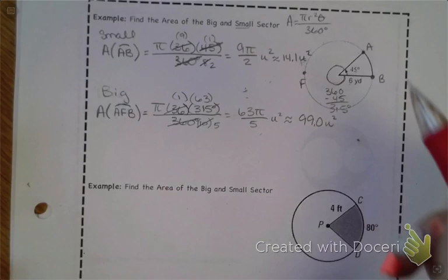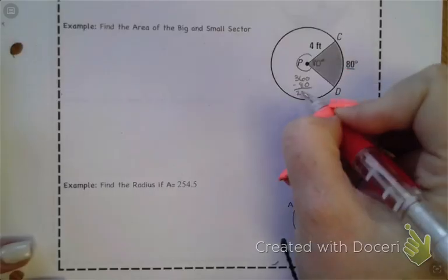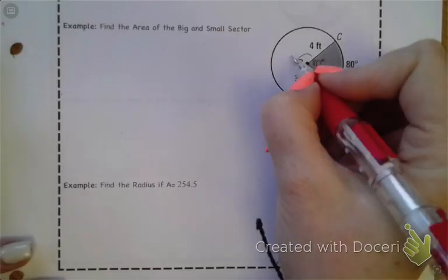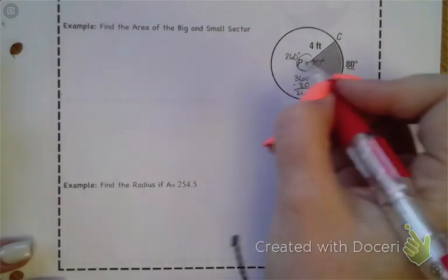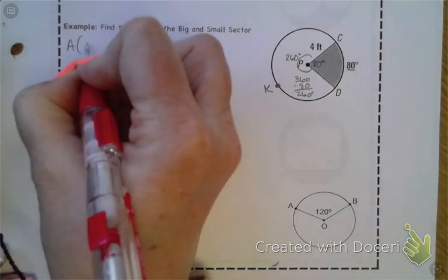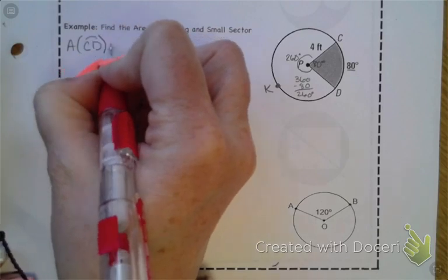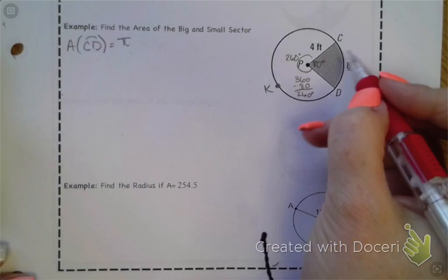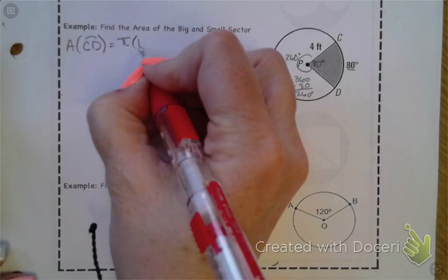So this 80 is kind of different. That 80 should be right in here. So if that's 80, the rest of it would be 360 minus 80, which would be 260. So this whole other angle is 260. And we need another point over here, so how about K? It can be any variable. So the area of the smaller one, which would be CD, and then the sector, is pi r squared, r is 4, so 16, times my angle, which is 80, over 360.